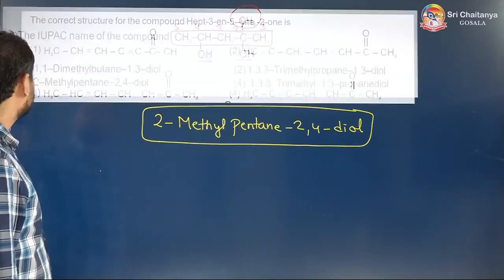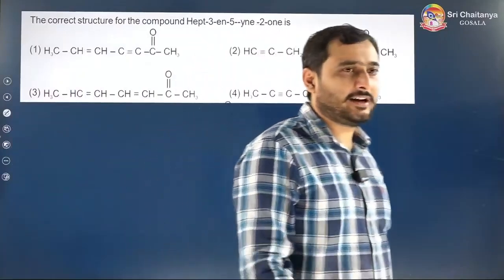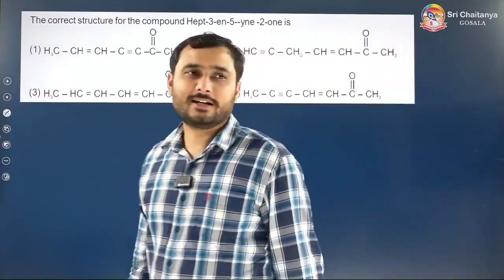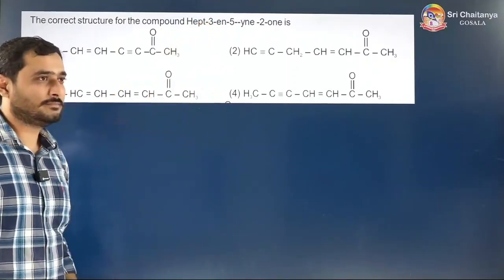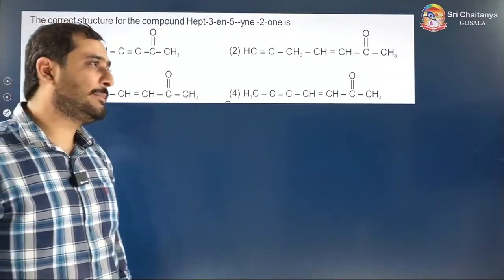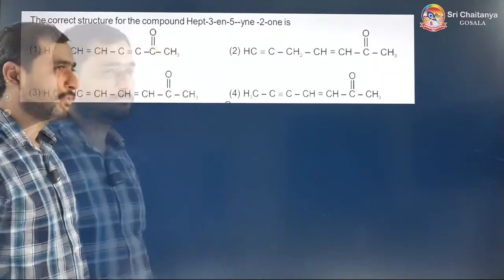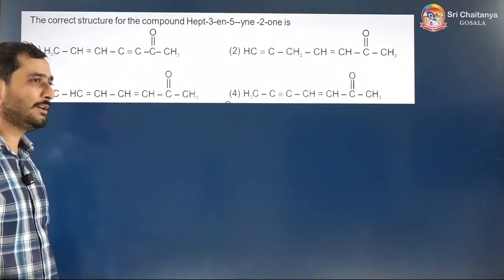Let us move to the next question. In the next question I will not give any hint. I will give you 10 or 15 seconds. You have to tell what is the structure for this name. Now this is a reverse question. The name is given, and we have to draw the structure. So no hint for this question. You have to tell what the answer is.